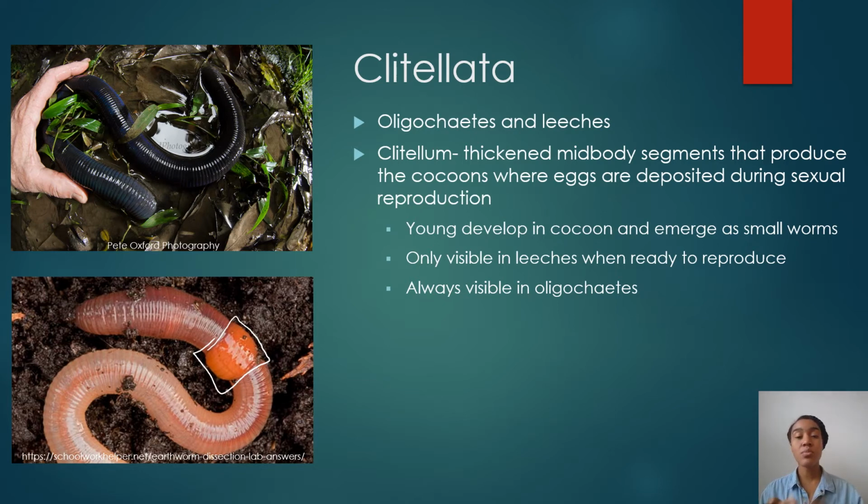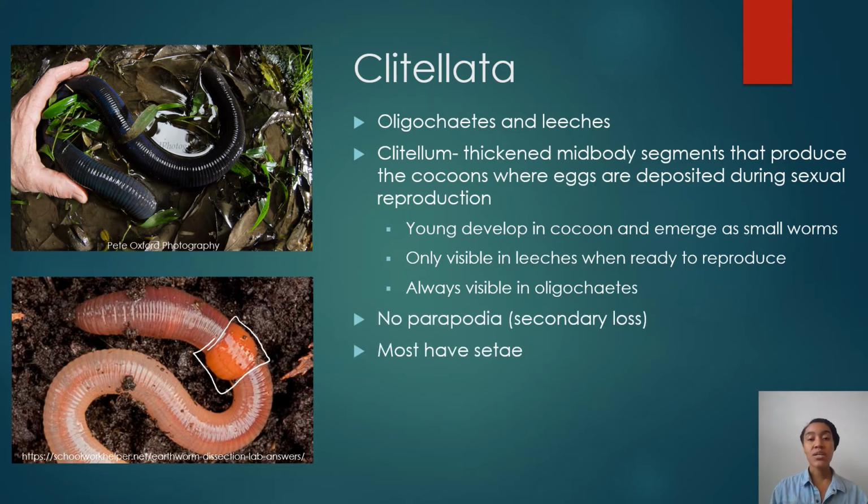And this cocoon is important for fertilization and for protecting the young until they're ready to leave the cocoon as young worms. This clitellum is always visible in the oligochaetes in this grouping, like earthworms, but it's only visible in leeches when they're ready to reproduce. So you may not see it in a normal leech unless it's ready to undergo mating and reproduction.